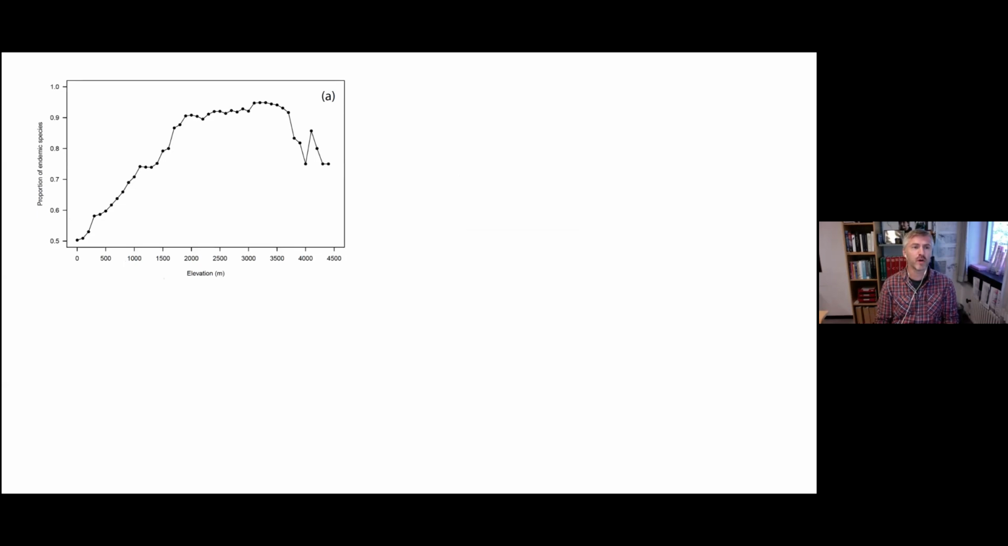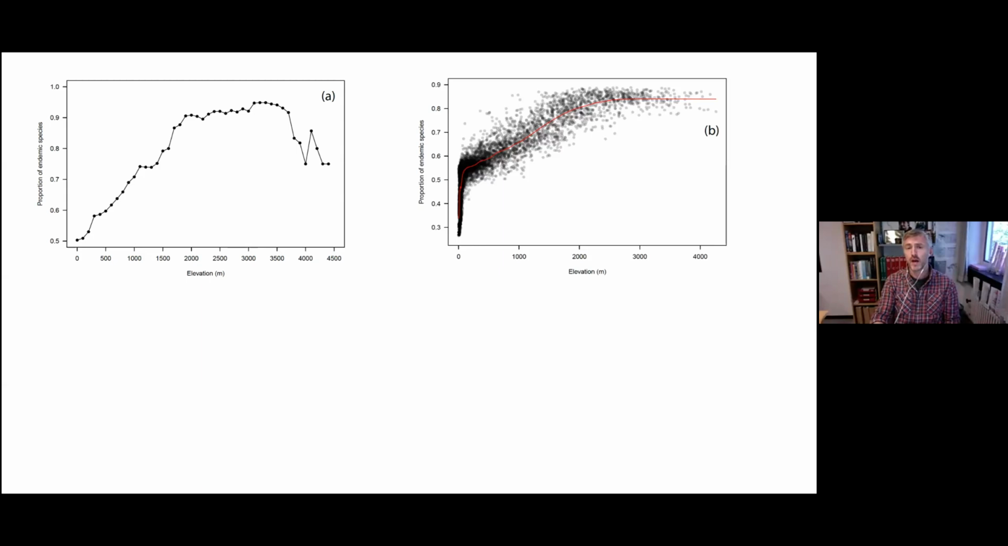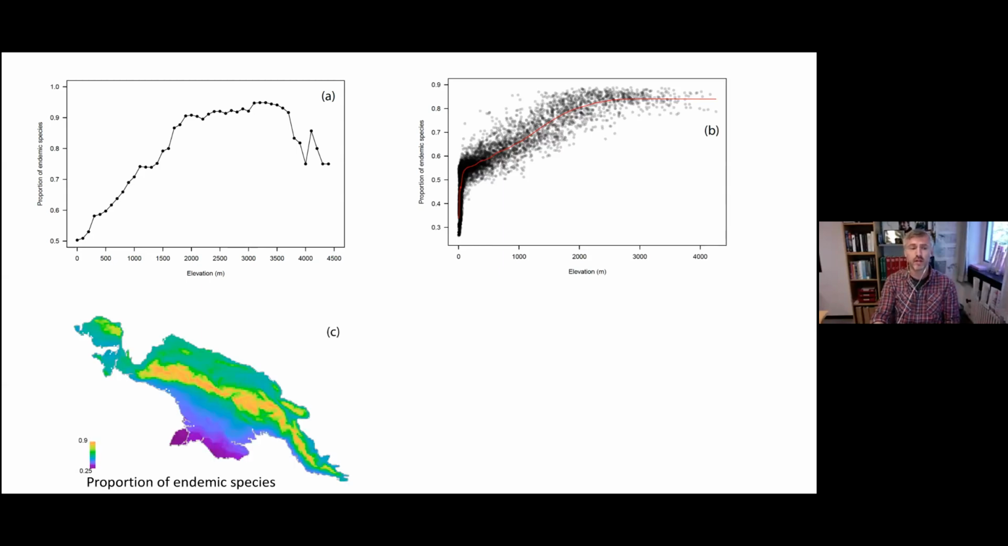So just to hammer home this point about endemic species, this is a plot of the proportion of endemic species as you move from the lowlands to the highlands. And you can see that proportion goes up quite markedly. And once we get up to the mid elevations and upwards, we have avian communities that are dominated by endemic species. This is the same case at smaller spatial scales at grid cell level.